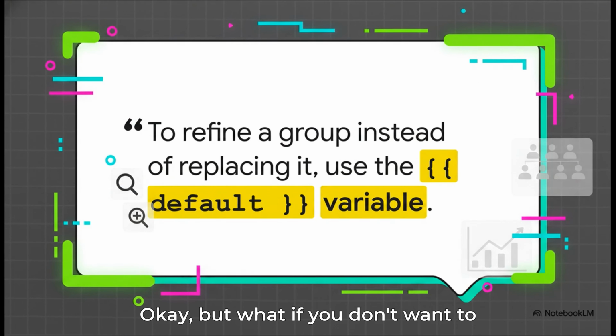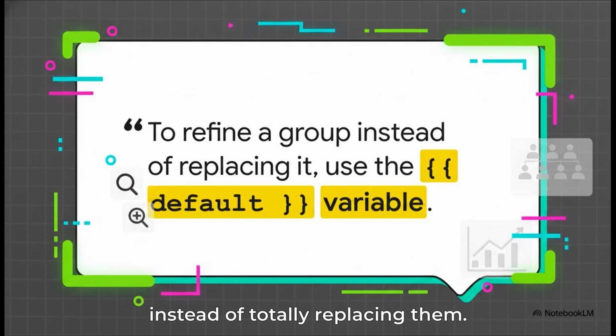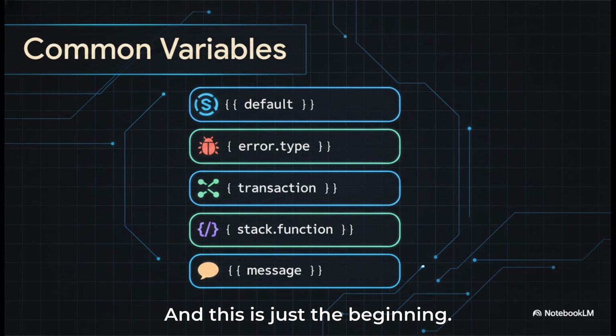Okay, but what if you don't want to completely throw out Sentry's logic? Maybe you just want to tweak it a bit. Well, that's what the default variable is for. It's like a magic placeholder. It tells Sentry, go ahead and create your normal fingerprint, but let me just add a little extra information to it. This lets you refine groups instead of totally replacing them. And this is just the beginning.